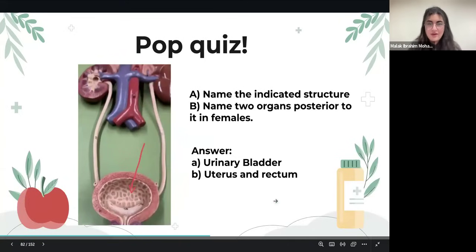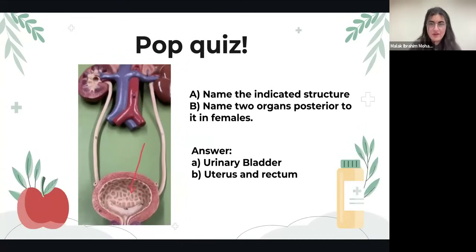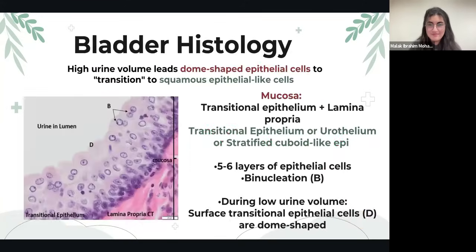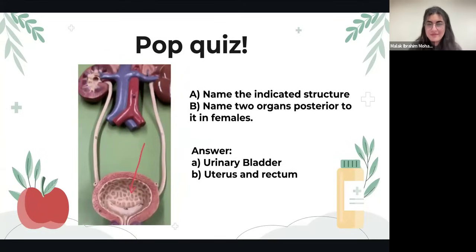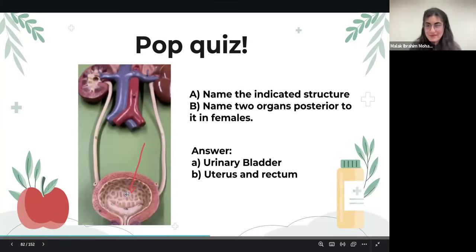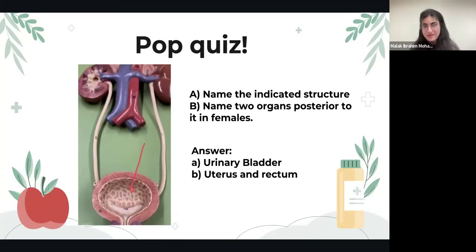Okay. Now, can you guys please answer? Oh my God, wait, this has the answer. Okay, let's pretend that this is not here. I'm just going to answer this since the answer is already here. We want to name the indicated structure. This is the urinary bladder, obviously, and the 2 organs that would be posterior to it in females are the uterus and the rectum.